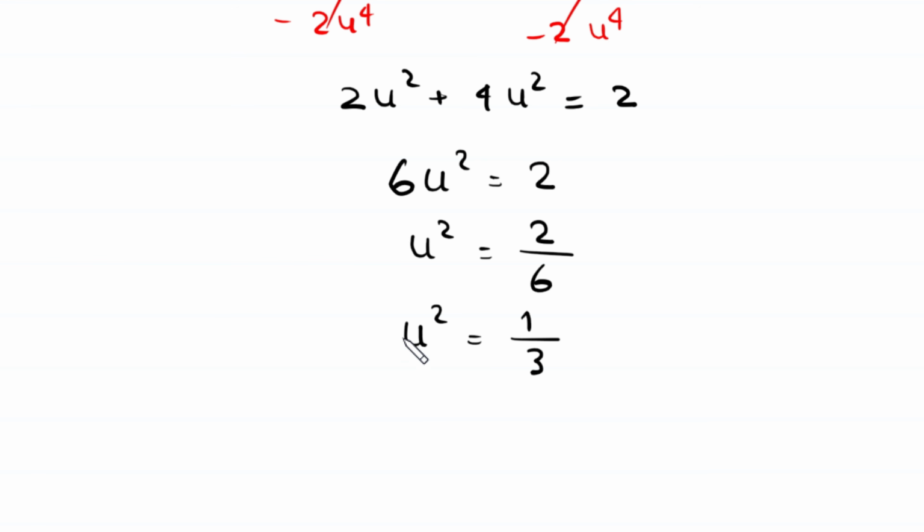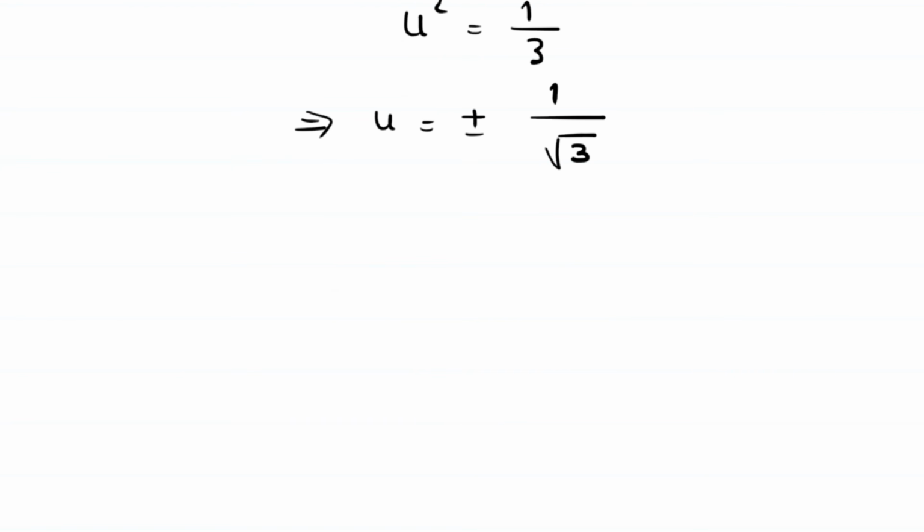If we take the square root of both sides, this implies that u is equal to plus minus 1 over root 3. To rationalize the denominator, we multiply and divide by root 3. So u is equal to plus minus 1 times root 3 divided by root 3 times root 3, which is 3.